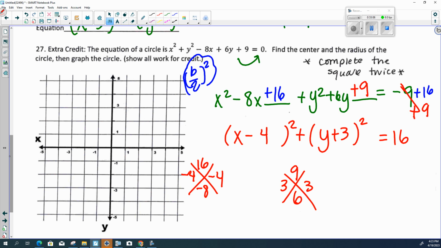All right, so what was this asking us? Find the center. Please be careful with this. The h is positive 4. The k is negative 3. And my radius is 4. There's a little bit of decoding there. So if I'm graphing it 1, 2, 3, 4, negative 3, I'm going to be off my graph here. 4, 4. Well, you're just going to have to use your imagination.